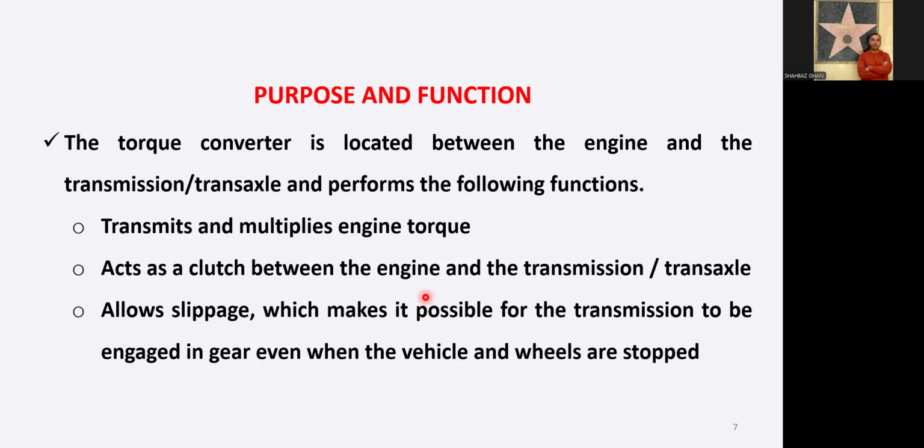Now, first we have studied the torque converter. The torque converter is located between the engine and the transmission or transaxle and performs the following functions. We know that it transmits and multiplies engine torque, acts as a clutch between the engine and transmission, and allows slippage, which makes it possible for the transmission to be engaged in a gear even when the vehicle and wheels are stopped.